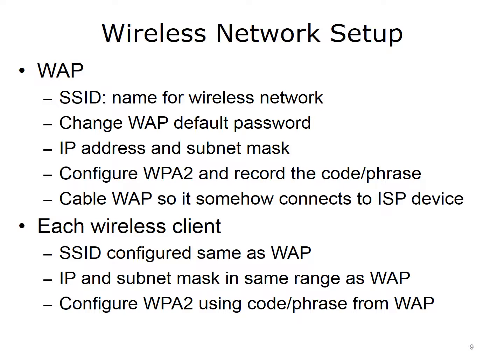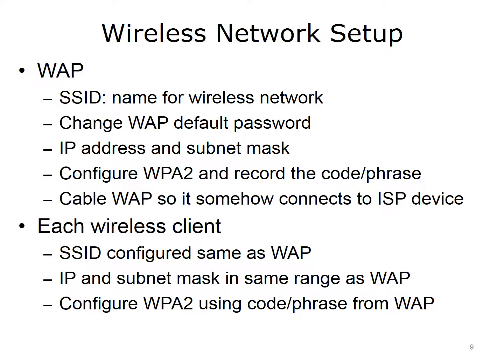When setting up a wireless network, it is very important that the WAP for secure communication be configured. One of the things to be set is the Service Set Identifier, or SSID. This is the name for the wireless network. It is basically the same thing as the workgroup name in a wired network. Next, change the WAP's default password. The default password of any wireless router can be found on the Internet.